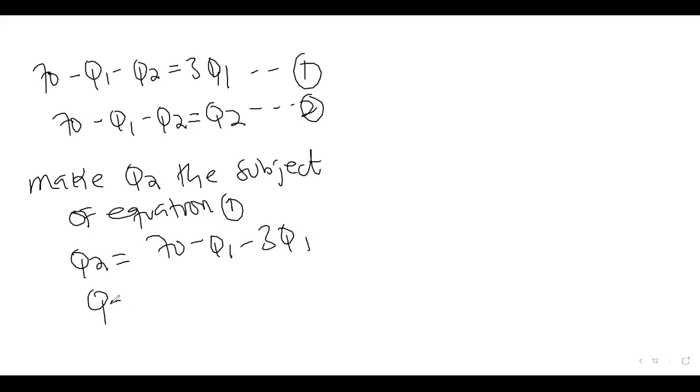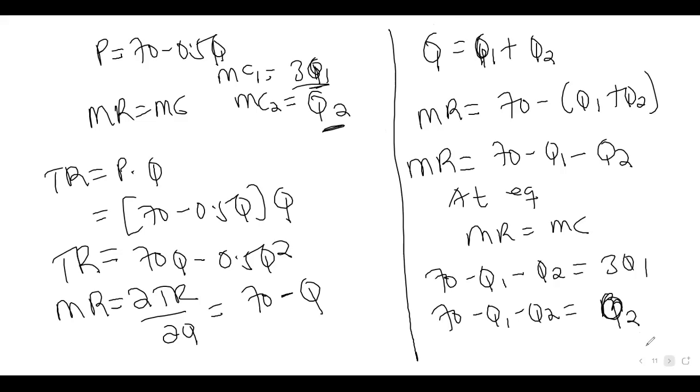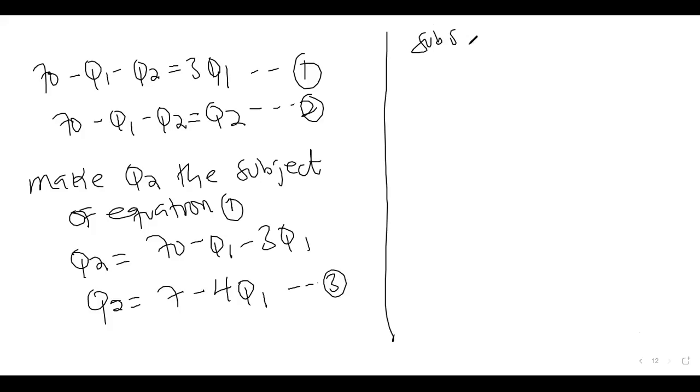So Q2 will be equal to 70 minus 4Q1, okay? And this will be equation 3. So when we do the substitution, we are using the substitution method. We now substitute Q2 in equation 2, all right? So everywhere we see Q2, we can put 70 minus 4Q1 there.